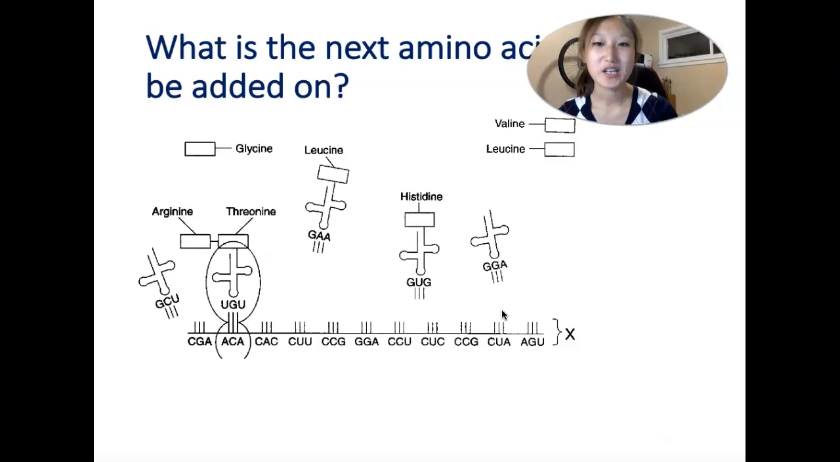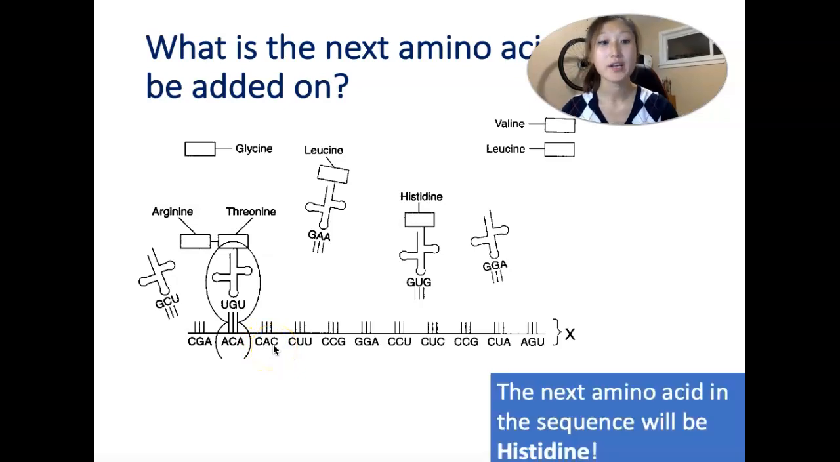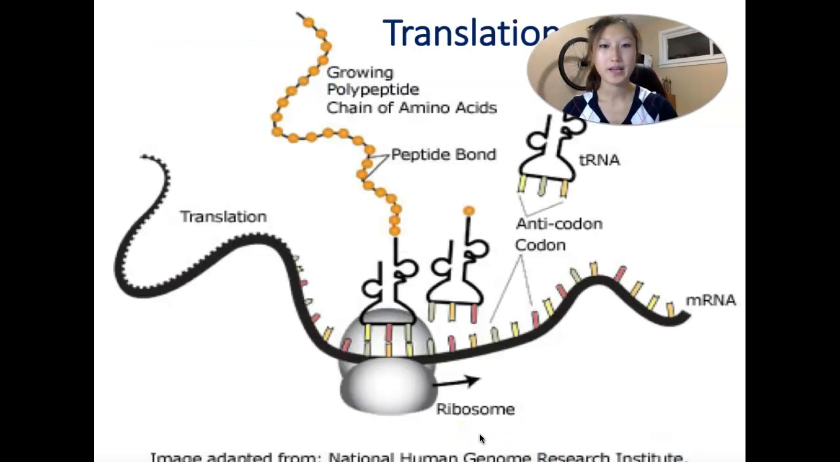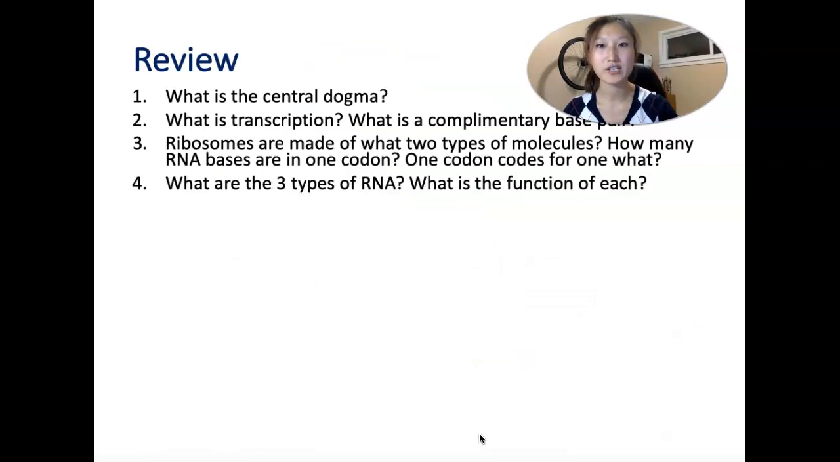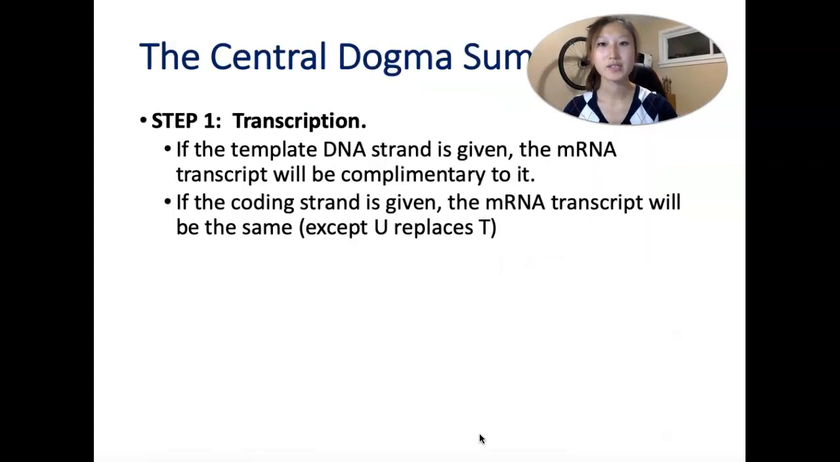So when you look at this picture, you can use it as a practice. The next base is CAC. If you were to look at the codon chart, you should be able to tell that the next amino acid that should be added is called histidine. And here, again, a picture of translation. Here are a bunch of questions.